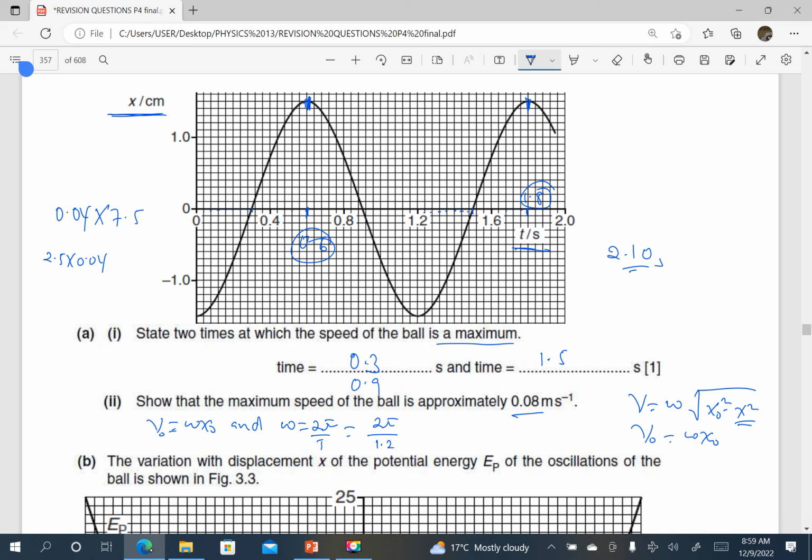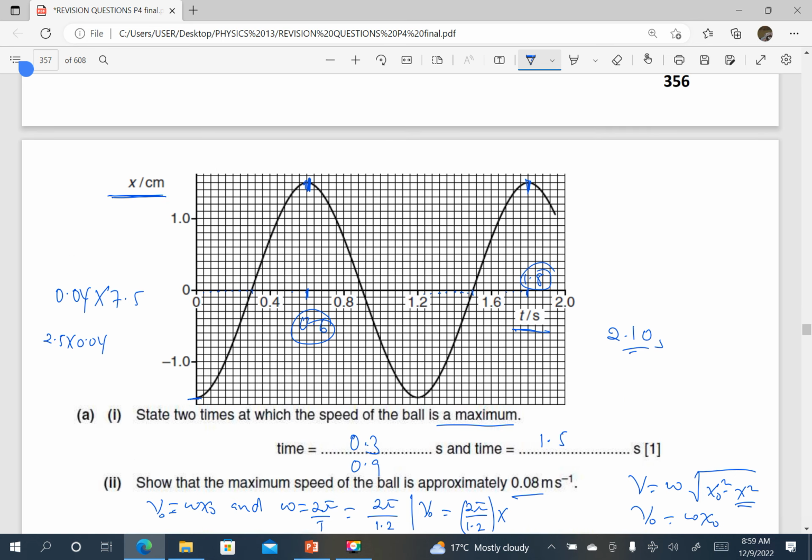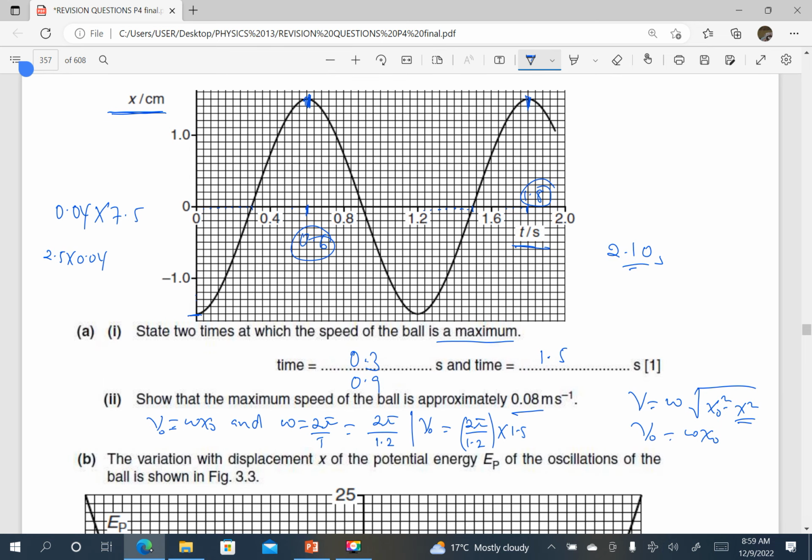So I'm substituting. Maximum velocity v naught is going to be equal to 2 pi over 1.2 times the maximum displacement from the graph. Maximum displacement is, I think, 1.5. 1, 2, 3, 4, 5. 1.5 in centimeters, so it is times 10 to the power negative 2. And when I press my calculator to check, I'm getting 0.079. You can verify and see.